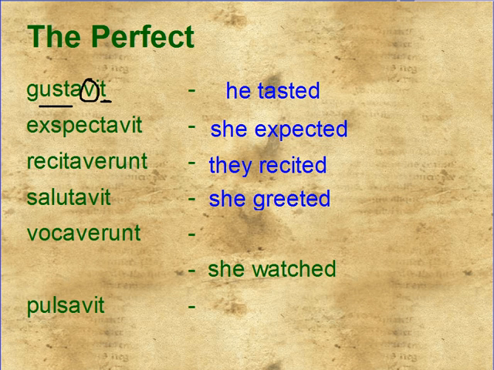Let's try to develop our own perfect verb. She watched. Since it's singular, I know I'm going to need a T. In this case, this verb uses a V to indicate the perfect tense. So I'm going to put in a VIT as my ending. My verb, to watch, specto. So my verb becomes spectavit.